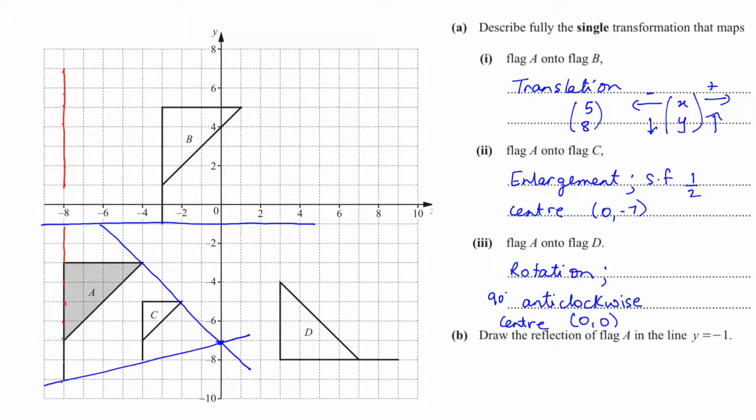Reflections are usually the easiest ones to draw. Just be careful that you don't make any mistakes. And this is 1, 2, 3, 4. And we drew B.